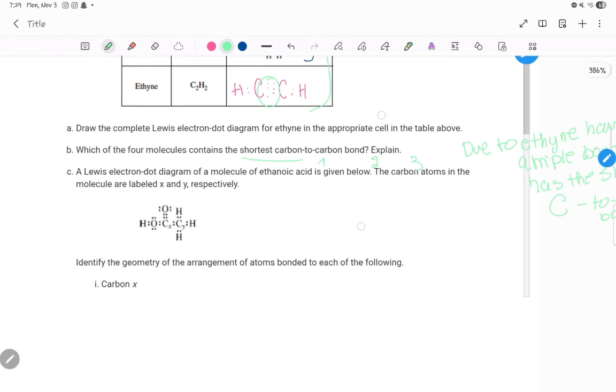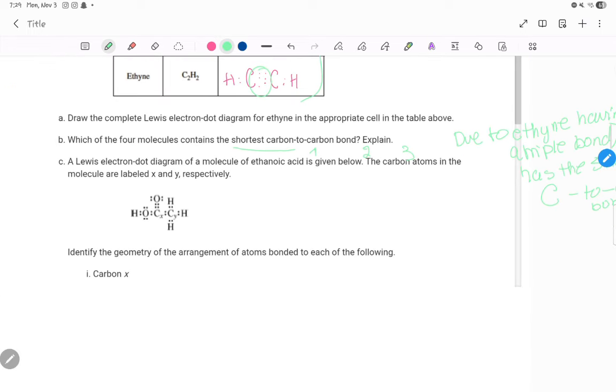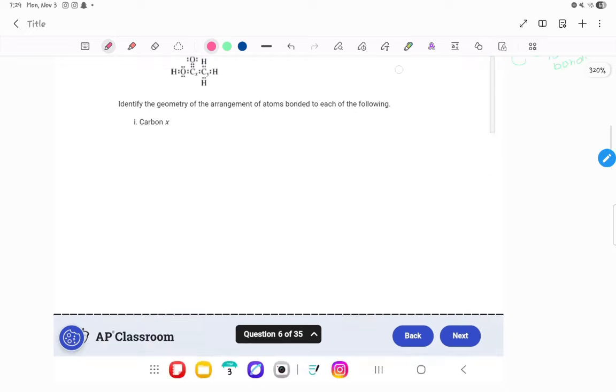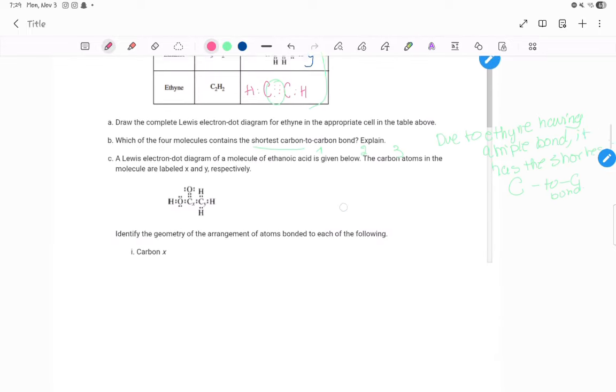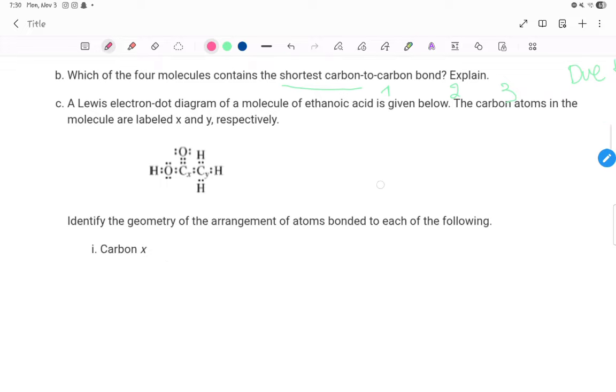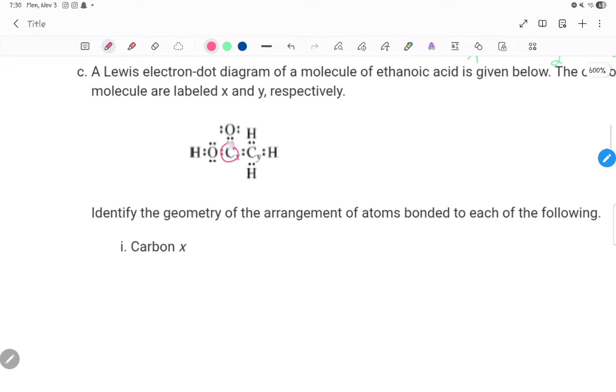What does it say in C? In C, it says, a Lewis dot diagram of a molecule of ethanoic acid is given below. The carbon atoms in the molecule are labeled X and Y respectively. Okay? They said in part I, identify the geometry of the arrangement of atoms bonded to each of the following. First of all, they want the geometry from carbon X. So take carbon X as your central atom, that's A. It has 1, 2, 3 surrounding, right? It has 3 surrounding. So it's going to be what?